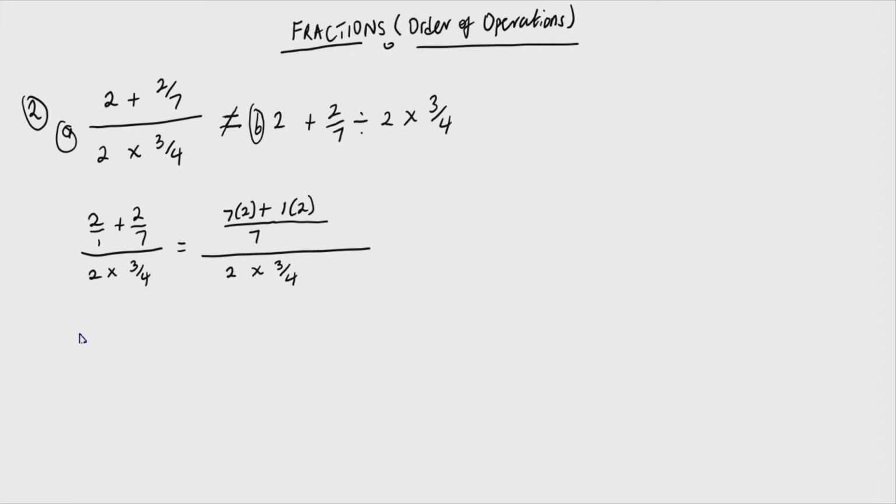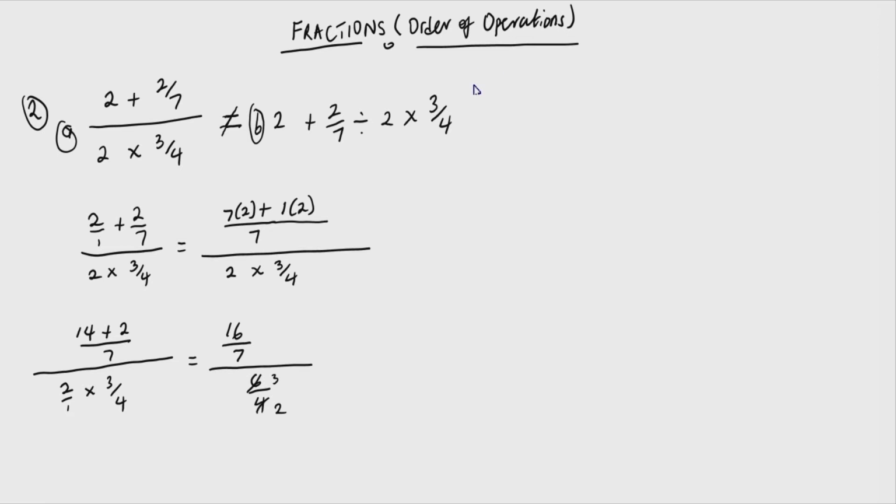So that's 14 plus 2 over 7. Make sure it's long. It's so long. Minus 2. So that's 16 divided by 7. And that's 2 times 3, 6, divided by 4. We'll go ahead and reduce this here. 2 here, 3. 2 here, 2. And so now we have this.